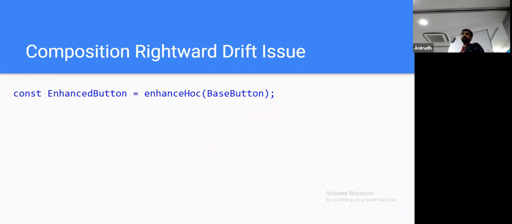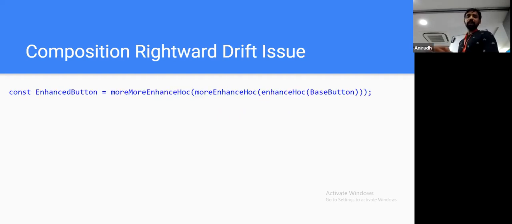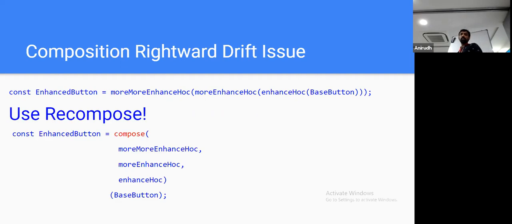Okay, but there is some issue with composition. Once you try to enhance a component, the composition pattern will shift to the right continuously. As you see, initially we had only one HOC, then we have two HOCs, then we have three HOCs. This builds up, and it is not looking concise. For this issue, you can use the recompose library. You can just compose the components one after another.